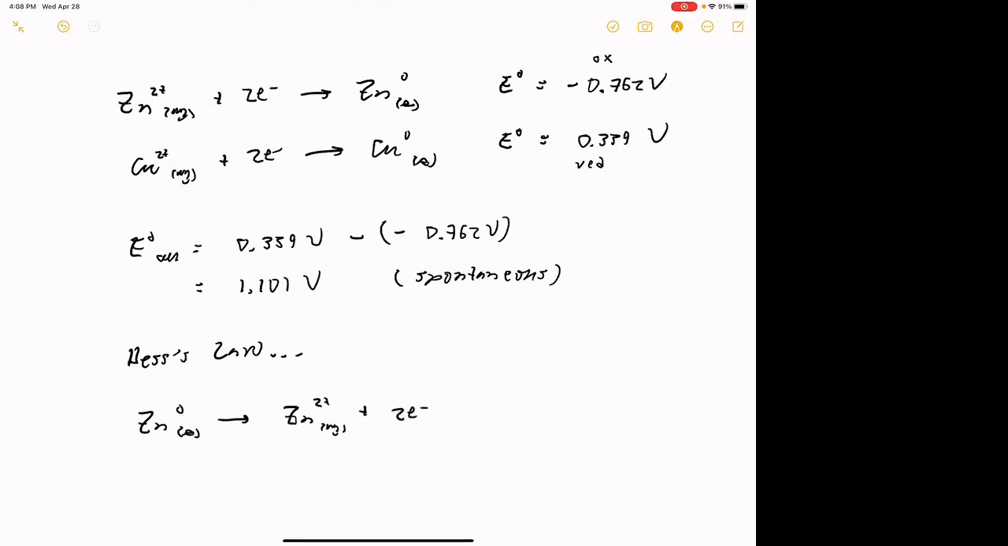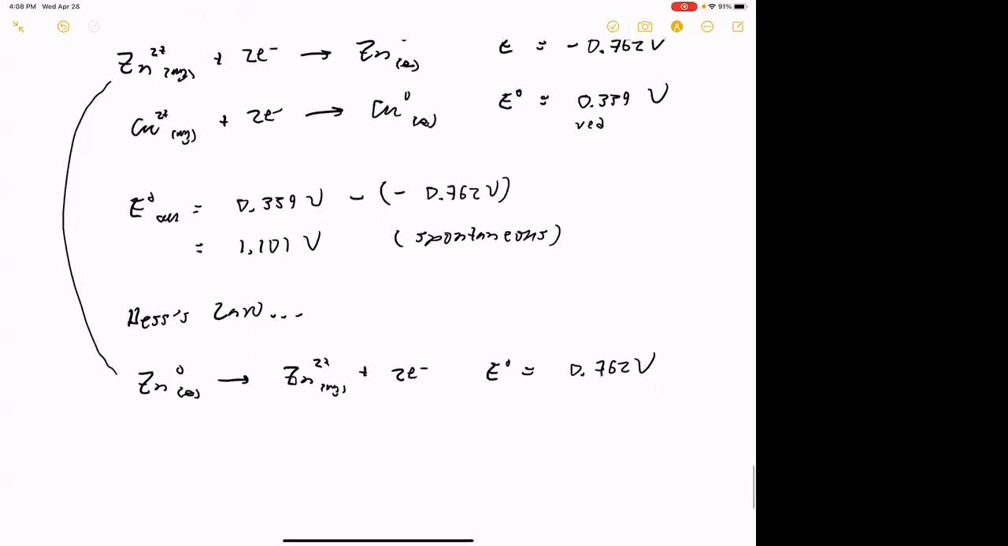So here's my question. If I reverse the reaction compared to what I have above for it, where's that reaction coming from? It's coming from that reaction up there, but I flipped it, didn't I? What do you think I need to do to the E0? Change the sign. So if I flip the reaction, it works just like enthalpies. If I flip the reaction, I have to change the sign on the E0. So it becomes 0.762 volts.